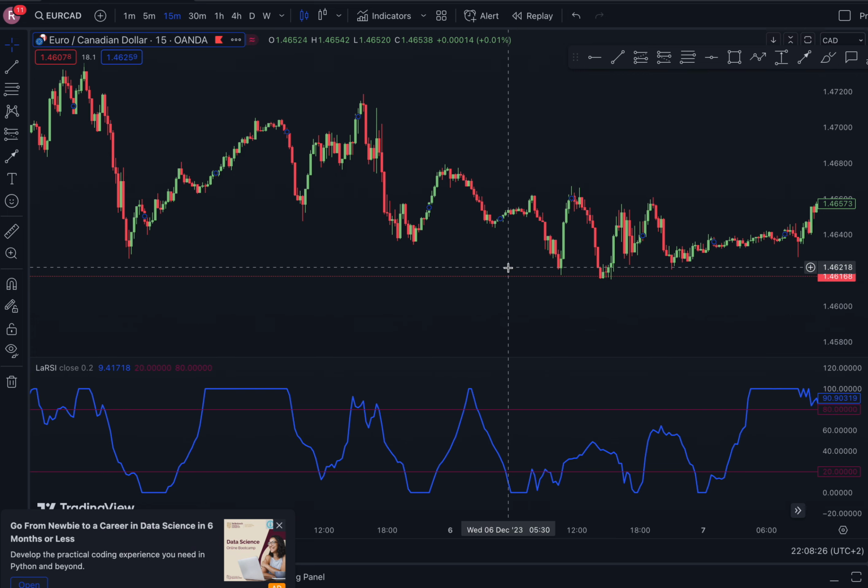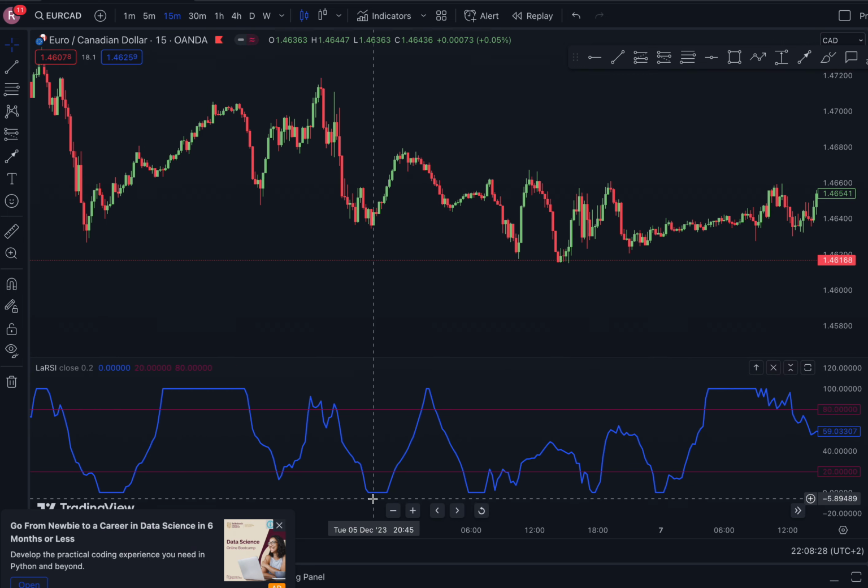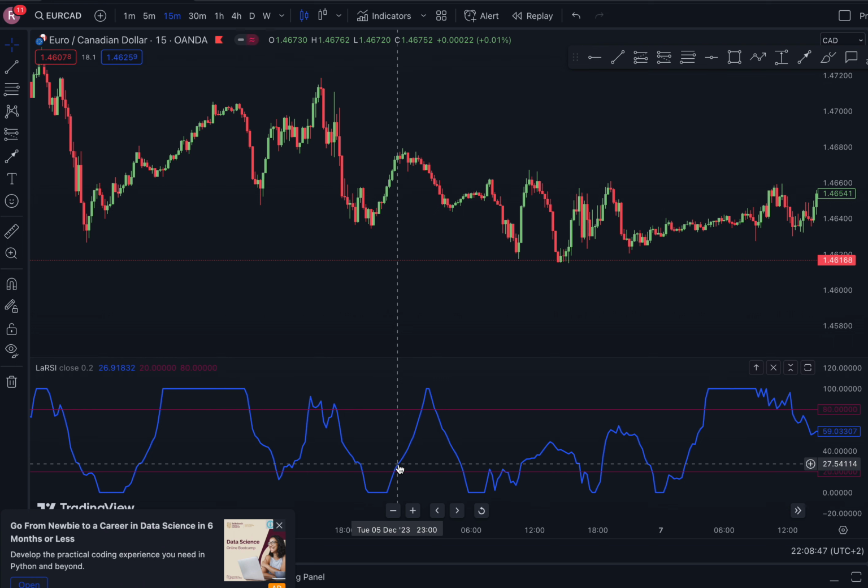Similarly, if you were to get an oversold right here, but price does not return back into the red line, do not take action. Only take action once price returns back into the red line.